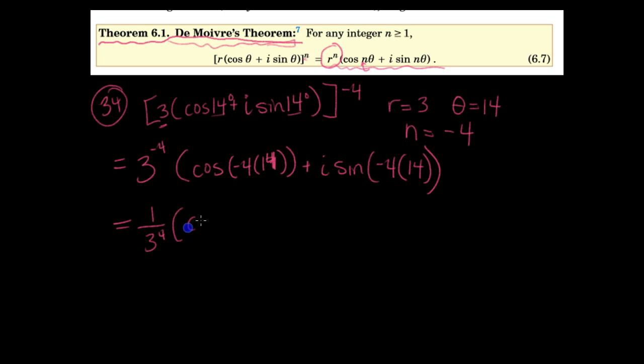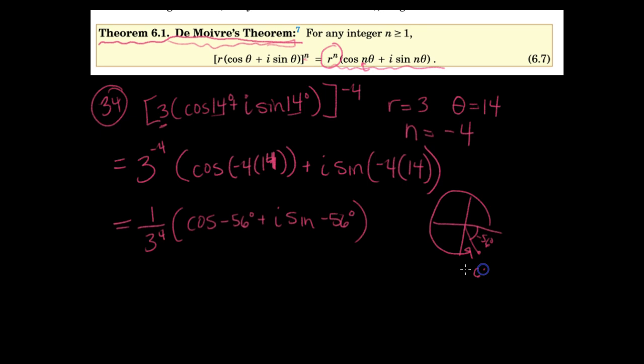If I clean this up, it's cosine of -56 degrees plus i sine of -56 degrees. Most of these angles are not in this form where you have a negative. So think about where -56 degrees is. It's somewhere in quadrant 4. So here's -56 degrees. If I wanted to find all of this, do you see that I would just take 360, subtract 56 degrees from that, and that grand total gives you 304 degrees.